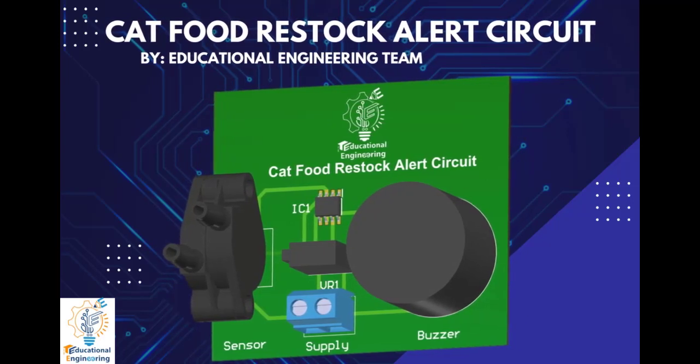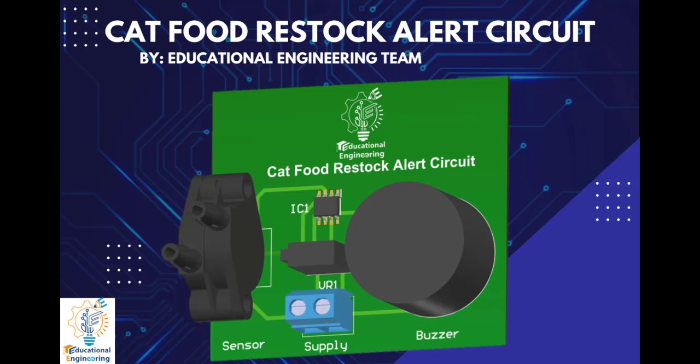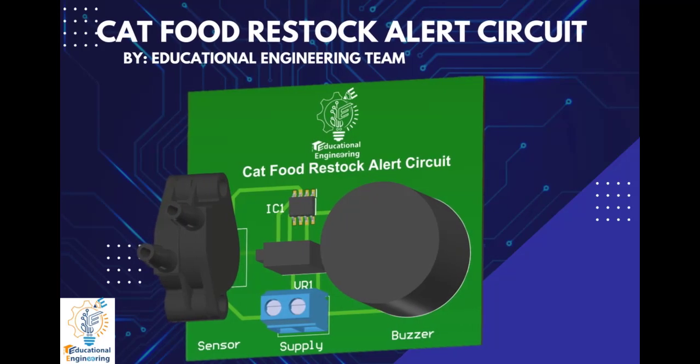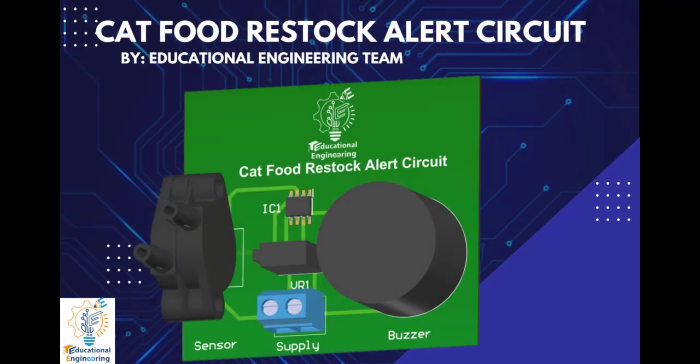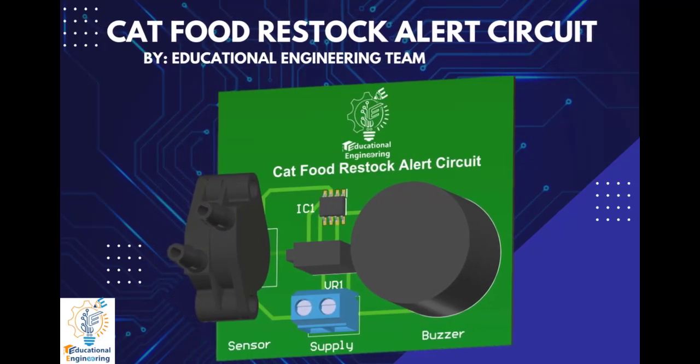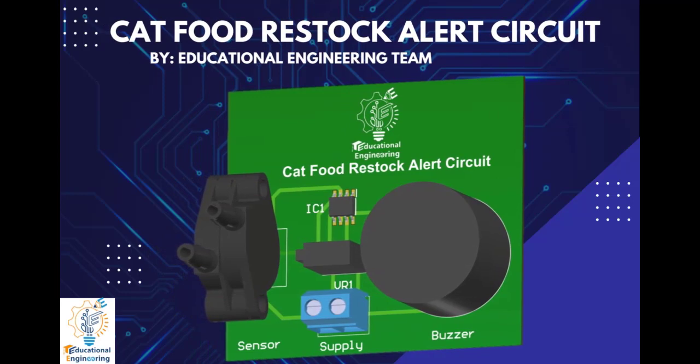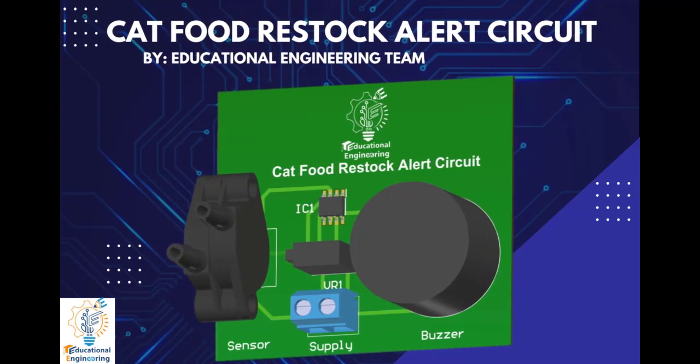This board will work by placing the circuit in the food bowl over the sensor so that it applies pressure over it, and the buzzer will remain active when the sensor detects that the food bowl is empty. So now, let's start designing it in Altium.